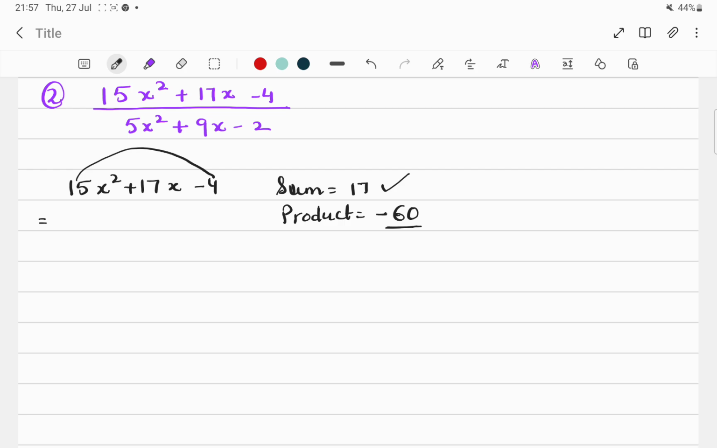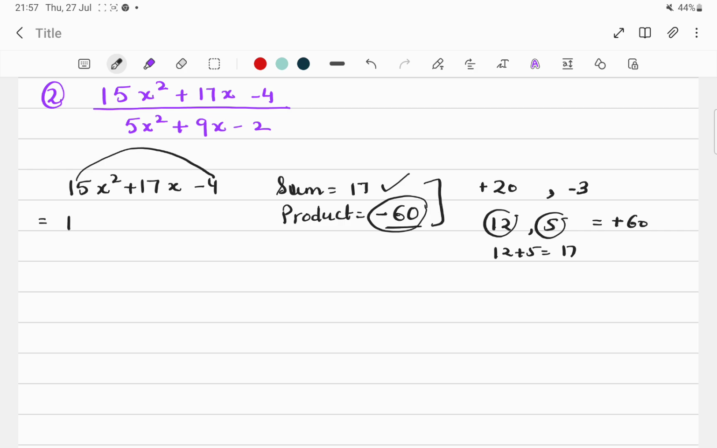It can be, let's say, 15 times 4 is negative 60. So we can have 20 and negative 3. So plus 20 and negative 3. See, there are a lot of combinations. There is a combination of 12 times 5 also. But if you multiply 12 and 5, you will get a plus 60, and the sum should be 17. But the issue is we need a minus 60 product. So both the conditions must be satisfied.